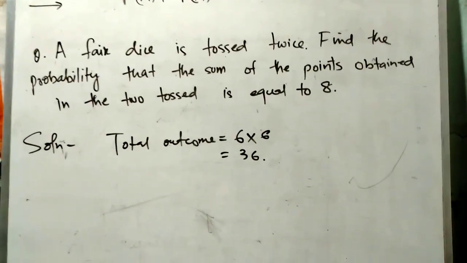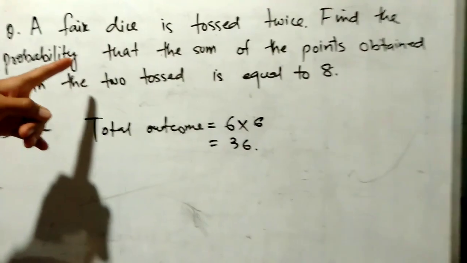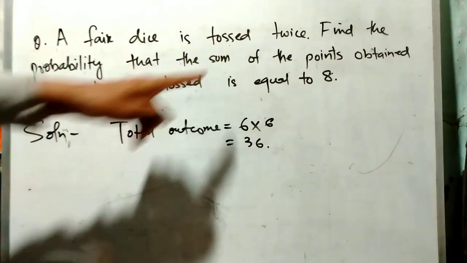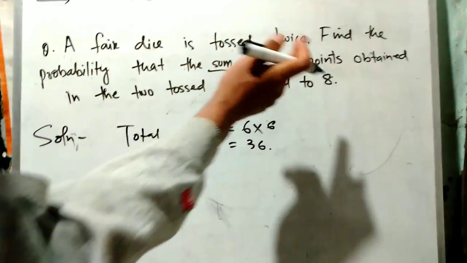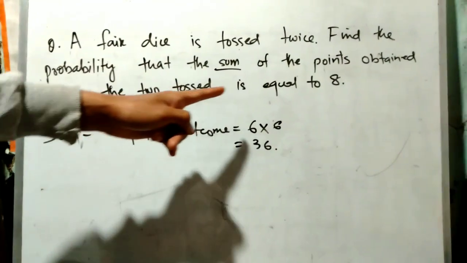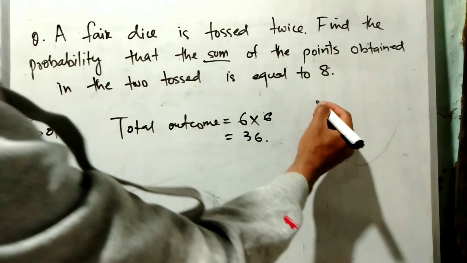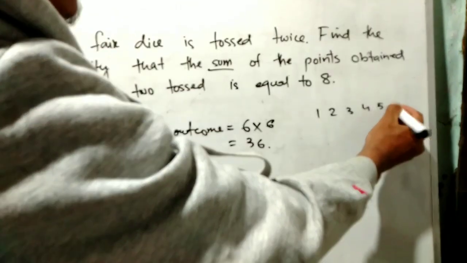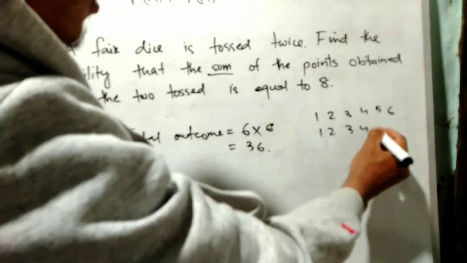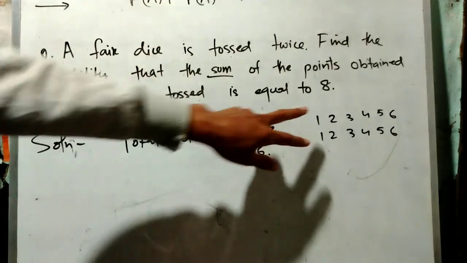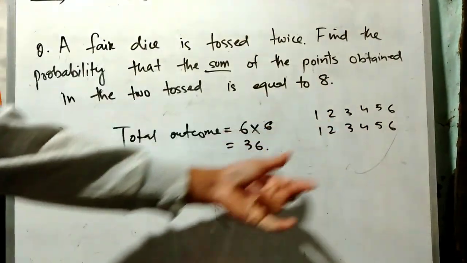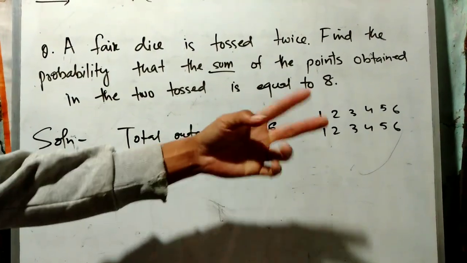So the question says: find the probability that the sum of the points obtained in the two tosses is equal to 8. In two tosses, the first dice can show 1, 2, 3, 4, 5, 6, and the second dice can also show 1 to 6, so the total chances are 36.